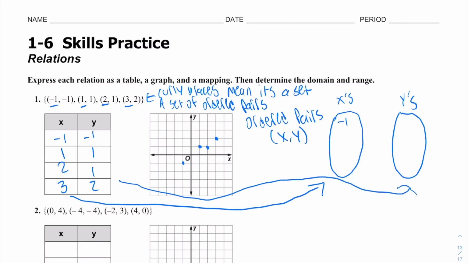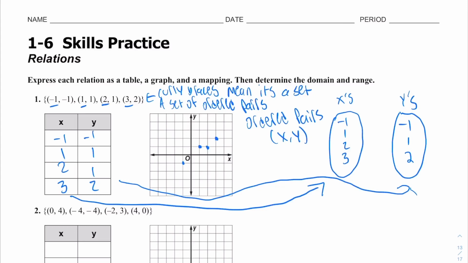But when you put these numbers in here, if it happens more than once, like the number 1 happens twice, you only have to write it in the egg once. So in our x's, we have -1, 1, 2, 3. For the y's, we have -1, 1, and 2. Then, this isn't all you have to do. This will be about half of it.